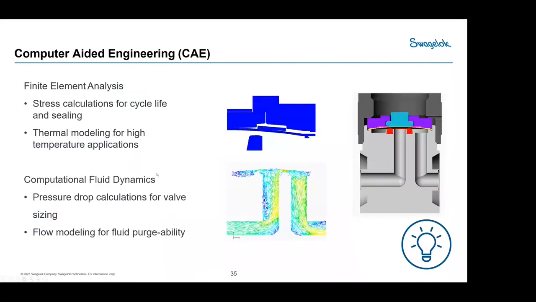And then last thing I would leave you, this is my penultimate slide, is the use of computer-aided engineering. I mentioned it a little bit earlier, but it's extremely important that we utilize these tools. We at SwageLock utilize these tools a lot, and I think our customers and our suppliers look at their systems. They are tremendous tools for stress calculations, for the CFD, the computational fluid dynamics, the pressure drops, and the flow modeling, the purgeability that we talked about. We talked about purgeability a lot.